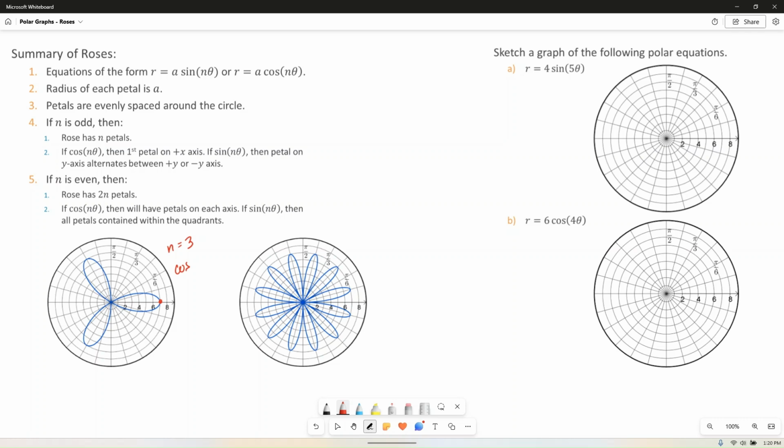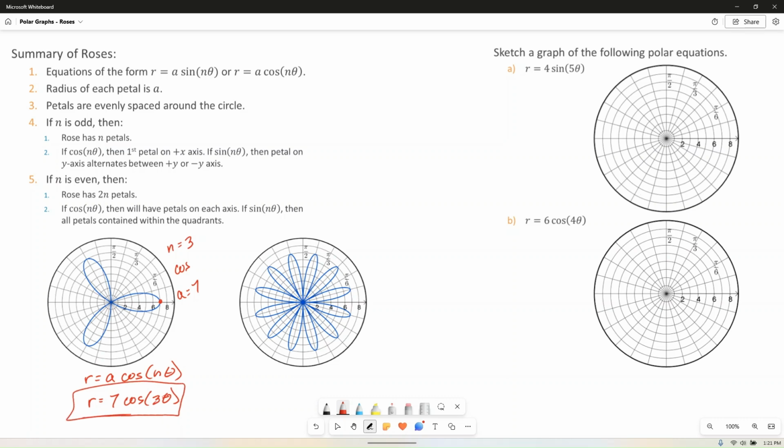And I can tell that the radius of that petal is 7. Okay, and so if the radius is 7, that tells me the value of a. So I know a has to be 7. I know it has to be a cosine graph or cosine equation, and I know n is 3. And so that's everything I need. Again, the graph is r equals a cosine of n theta. So we're going to have r is equal to 7 cosine of 3 theta.